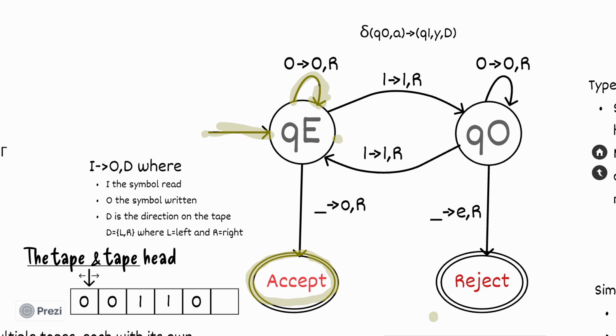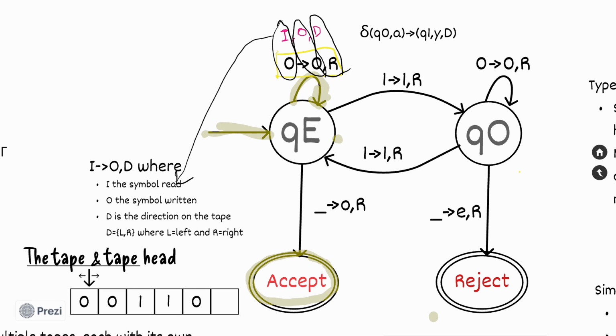Now, for example, some books will use this format. Some other books will use this format, which is I, O, and D, where I is the input symbol that is read from the tape, O represents the output, and D represents the direction the tape head will take.